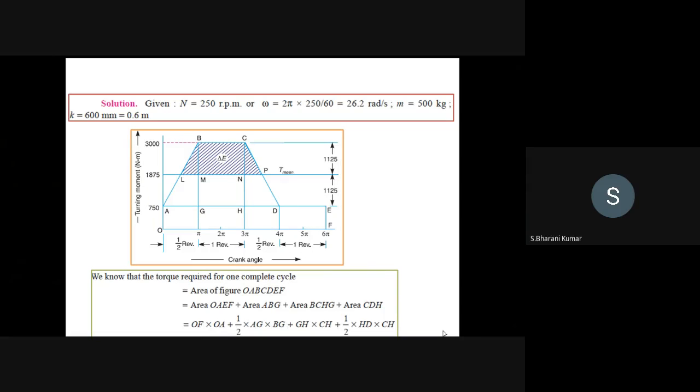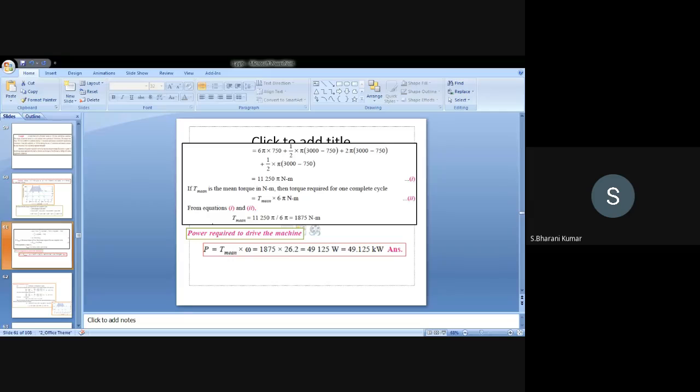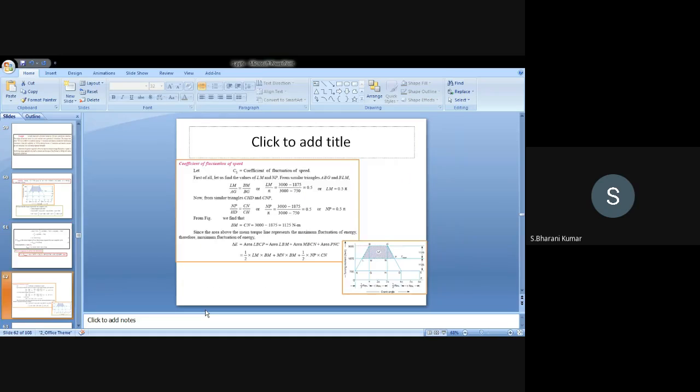The third slide. Shall I move on to the third slide? Fourth slide.